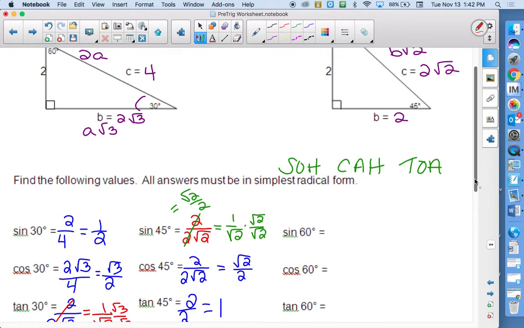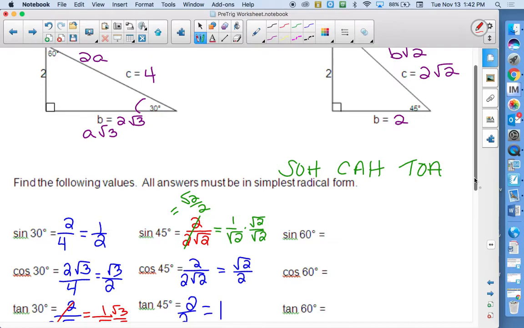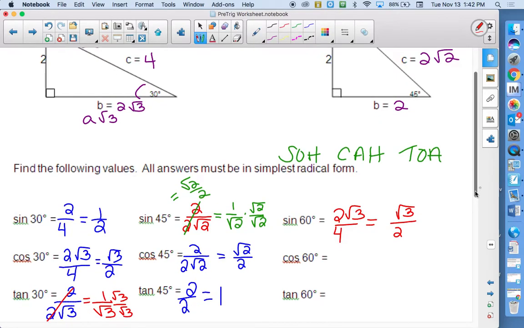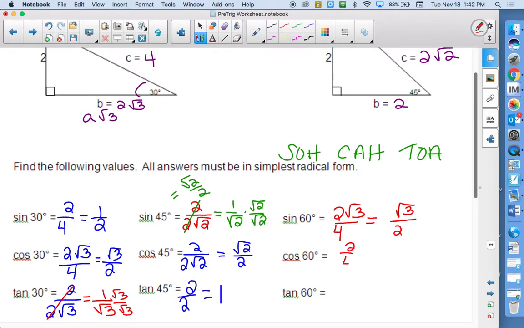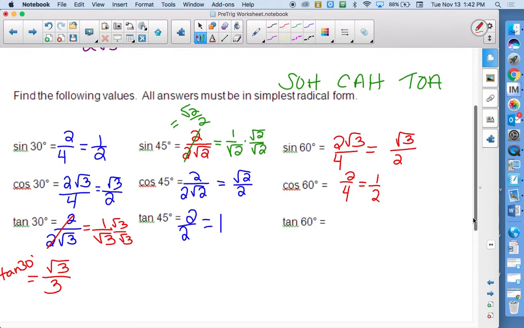So the last one on here, going back to the first triangle, looking at the top angle 60. Brandon, how about the sine of 60? 2 times the square root of 3 over 4. Which is? The square root of 3 over 2. Cosine of 60, Brandon? 2 over 4, which equals 1/2. And then the tangent of 60. 2 times the square root of 3 over 2, which equals the square root of 3. Nice.